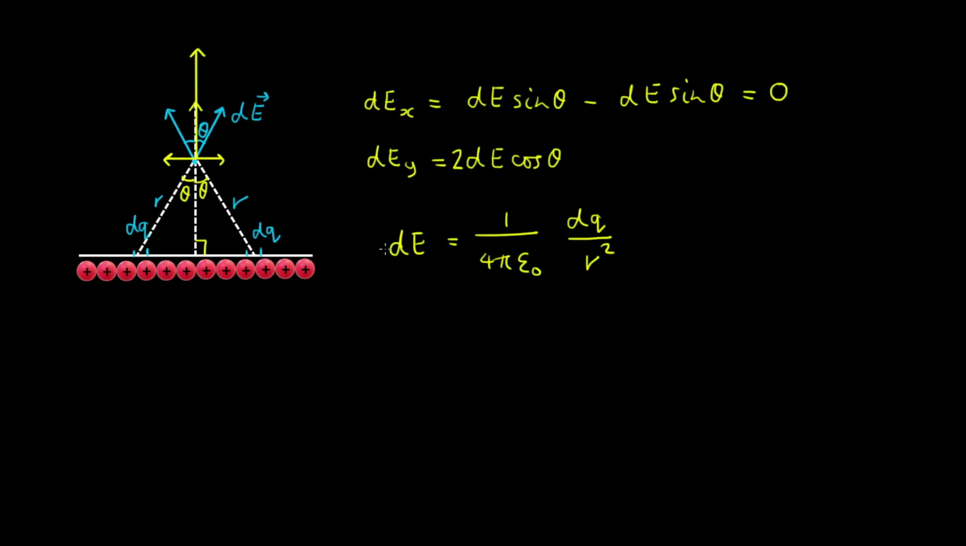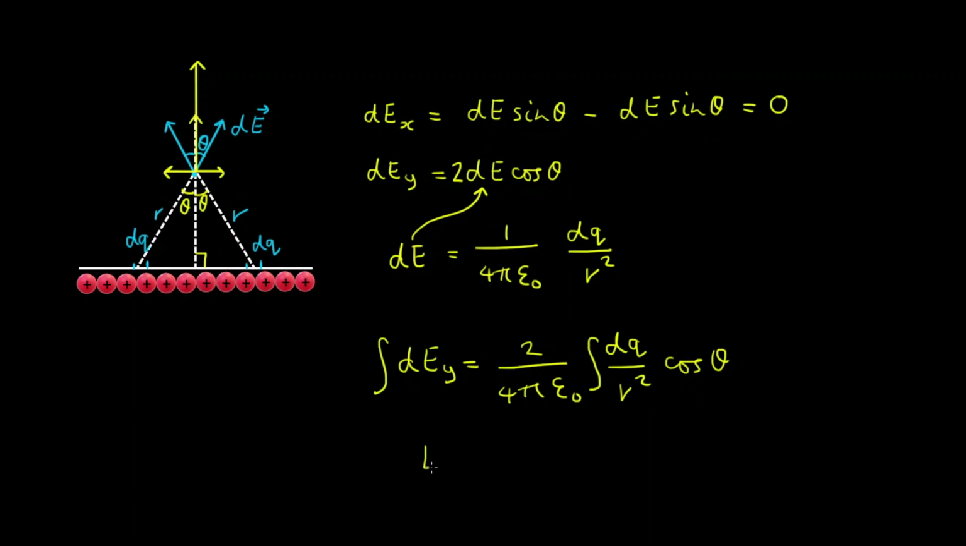And now substituting this differential electric field for a single differential charge into this equation, we effectively get dEy is equal to 2 on 4 pi epsilon naught, and that's multiplied by dq on r squared. And of course we have cosine theta. And now we can integrate both sides of this equation.